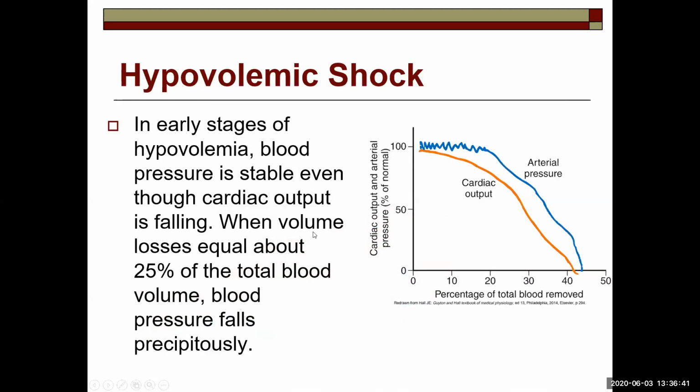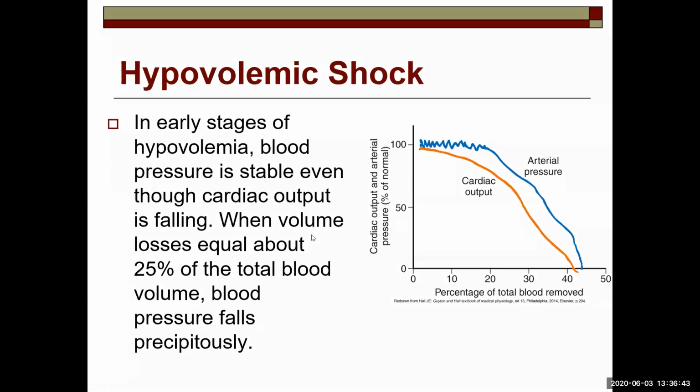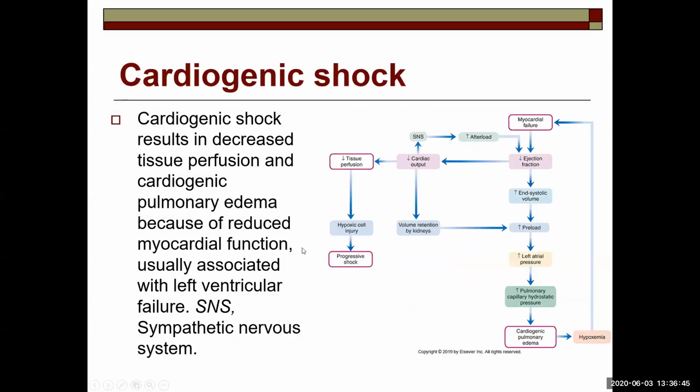So you go into hypovolemic shock. Cardiogenic shock, if the heart is the cause, then you end up going into hypoxemia. So you can see that it makes sense out of the whole thing. Myocardial failure, decreased ejection fraction, increased end systolic volume. What is the end systolic volume again?